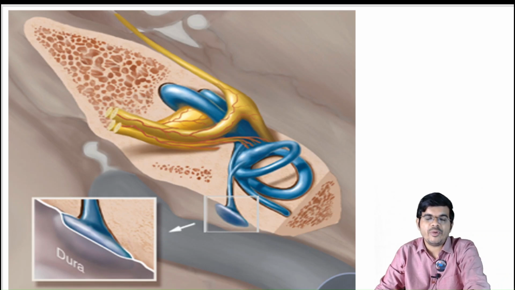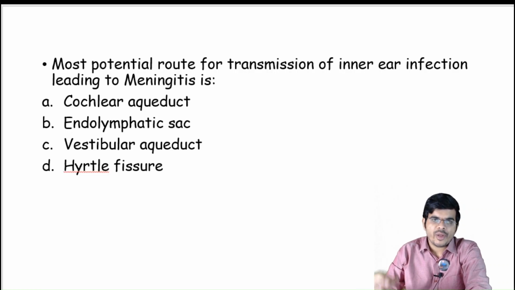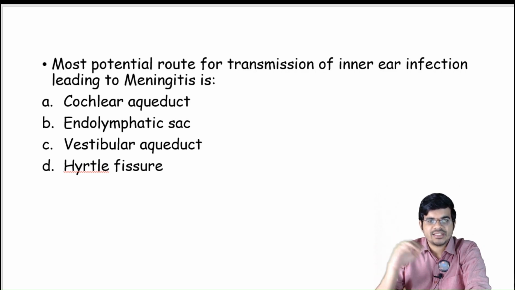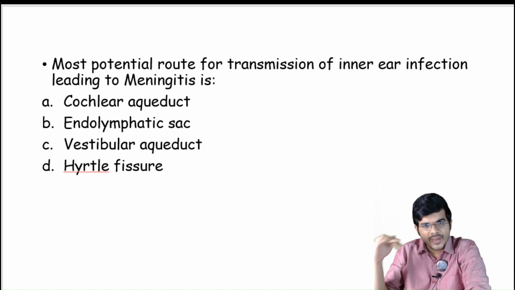So it is seen between the endosteal and the meningeal layers of the dura mater. Okay. Now coming to one of the questions that was asked, the most potential route of transmission of inner ear infection leading to meningitis is the endolymphatic sac. I told you it is between the two layers of the dura mater, right? The endolymphatic sac is between the two layers. What are they? The endosteal layer and the meningeal layer.